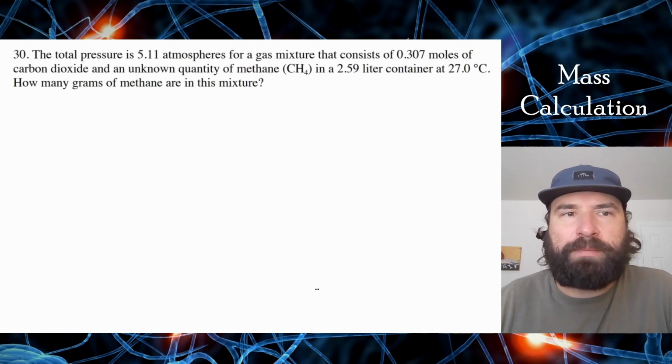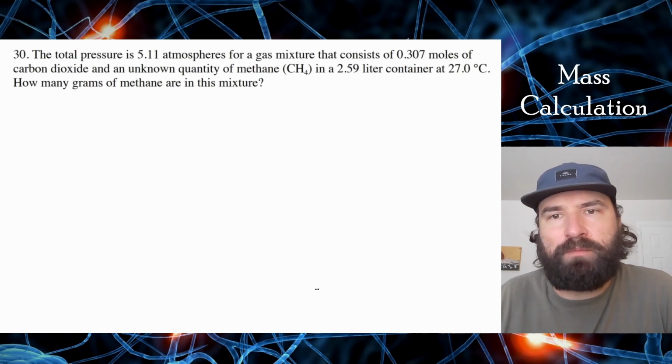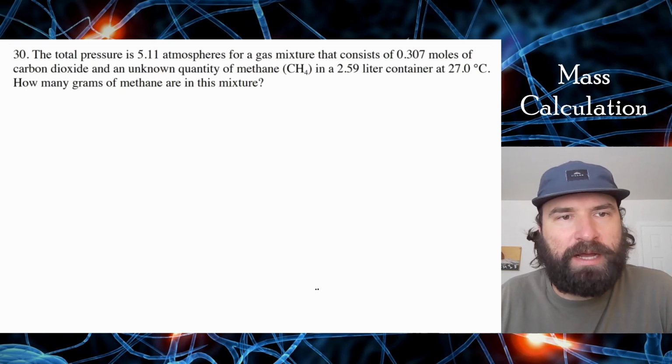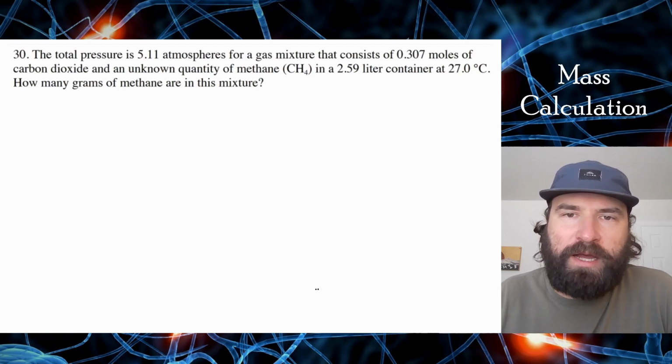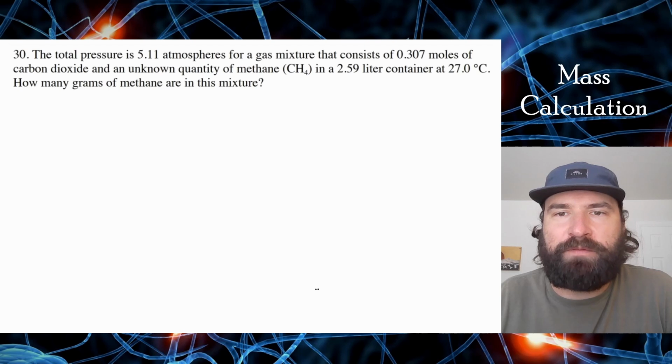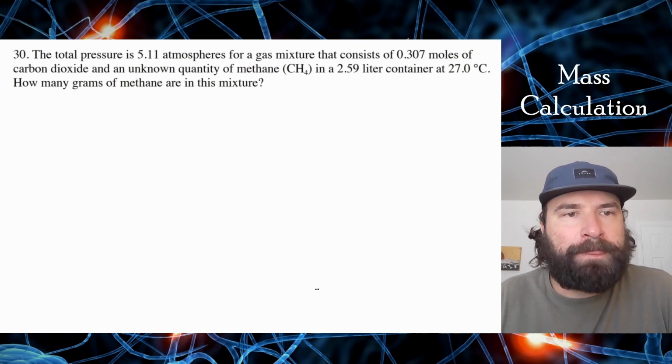All right, let's run through another chemistry question. This one says the total pressure is 5.11 atmospheres for a gas mixture that consists of 0.307 moles of carbon dioxide and an unknown quantity of methane in a 2.59 liter container at 27 degrees Celsius. How many grams of methane are in this mixture?